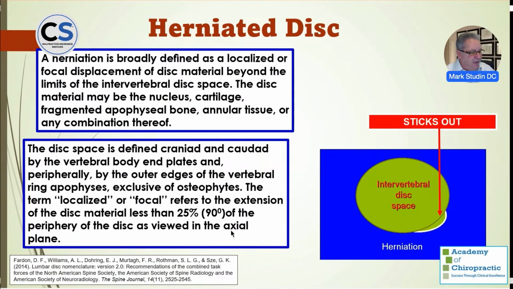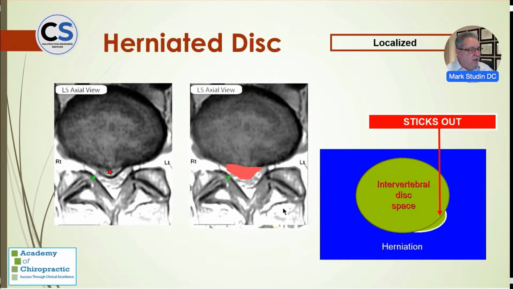So when we look at a herniation, we showed you before that it was straight across; that was a bulge. This is sticking out. And I've gone through the effort of colorizing the actual lesion for you, showing you in this case, it's in the cauda equina.